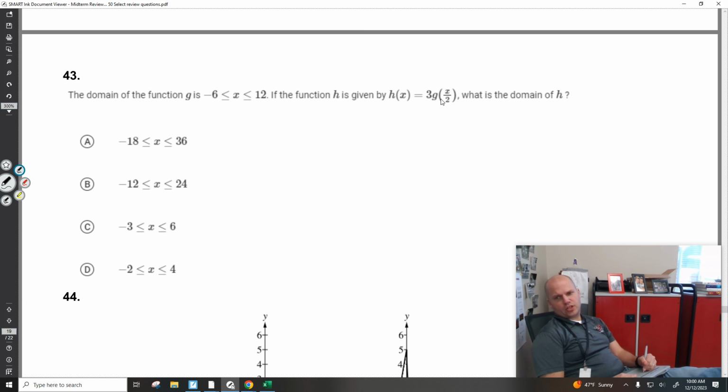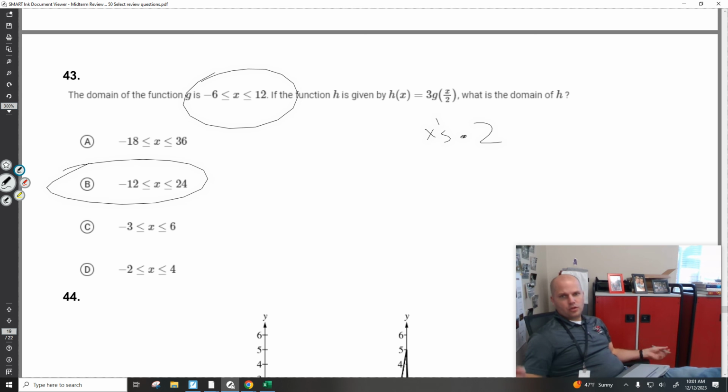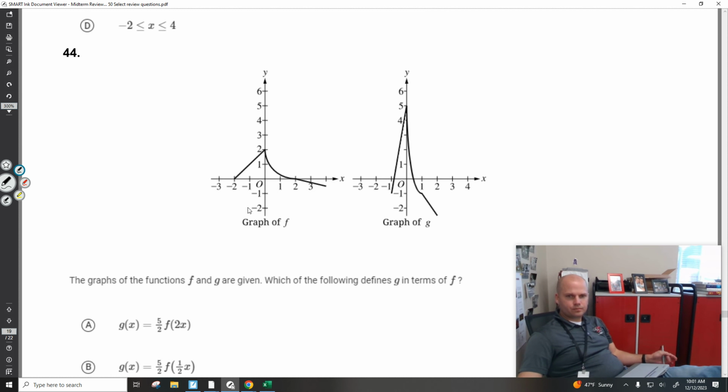If you have g of x over 2, the transformation is a horizontal dilation by a factor of 2. You will take your x's and you will multiply them by 2. This is the inverse of that inside. We'll map to points we know. If the domain of my original function is negative 6 to 12, the new domain of my transformed function will be those x's times 2. I see my y's are increased.